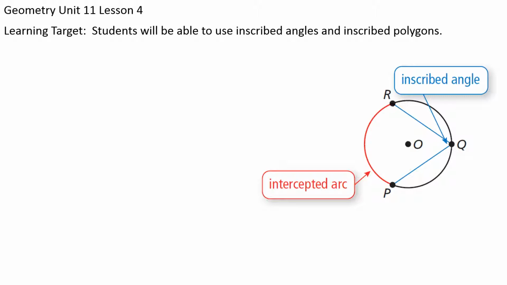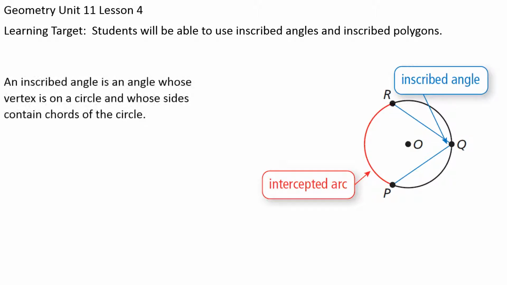Notice that the angle is not a central angle, right? The vertex of the angle is not at the center of the circle. Instead, the vertex of the angle is actually on the circle. So the inscribed angle is an angle whose vertex is on a circle and whose sides contain chords of the circle.